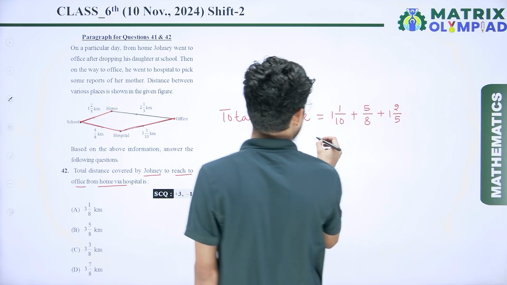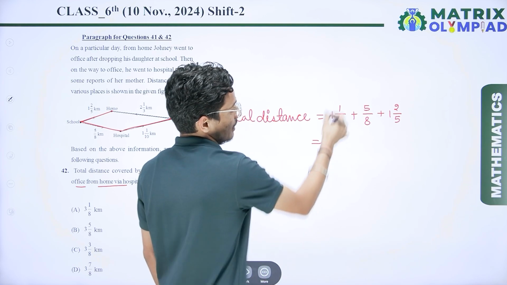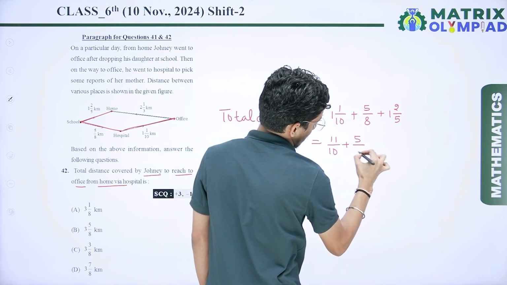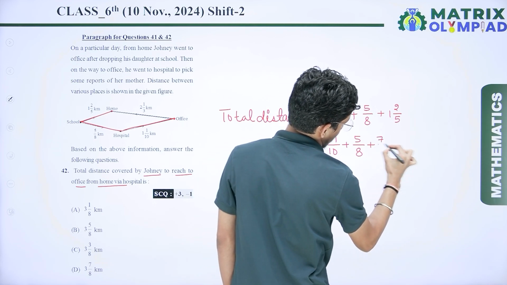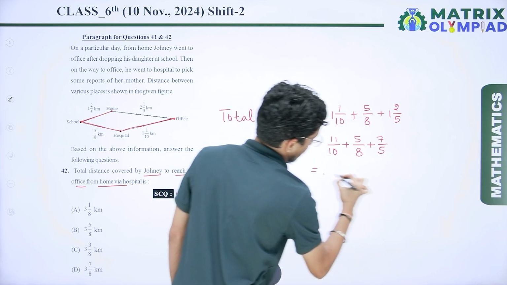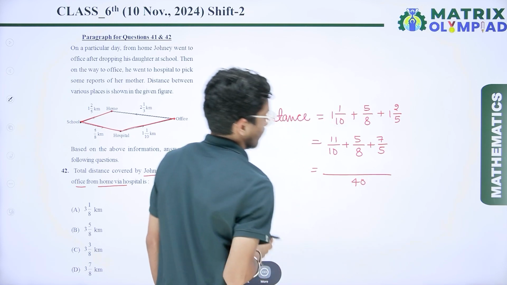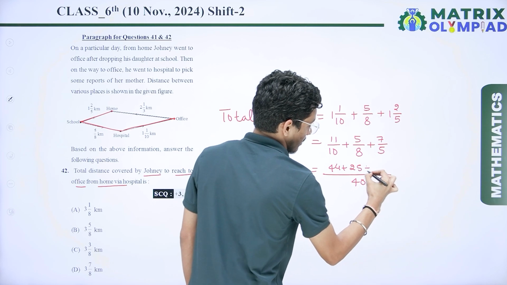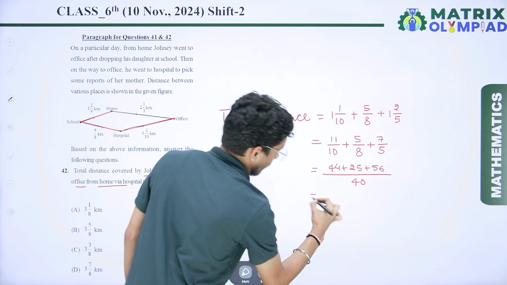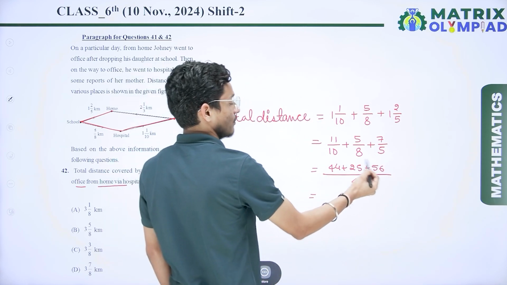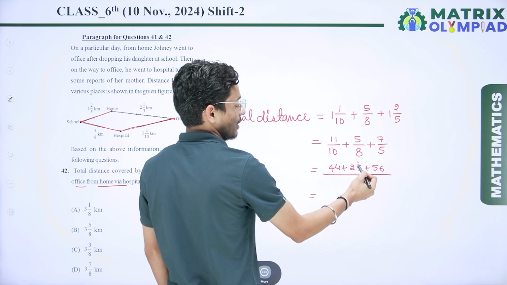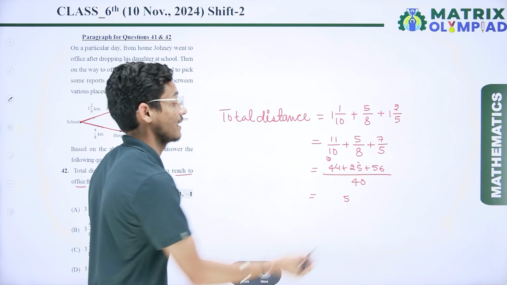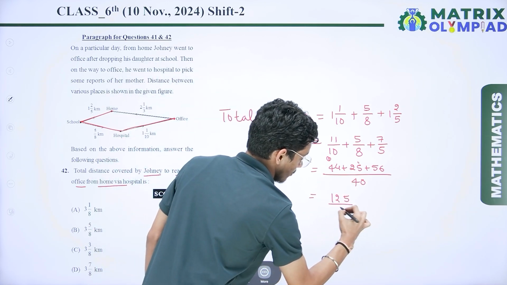So here we have to simplify this one. So I can say 10 ones are 10 and 10 and 1 is 11, so 11 upon 10 plus 5 upon 8, and here we get 7 upon 5. So if I take LCM, then we get here 40, and here we get 44 plus 25, and here we get 56. So if I add all these numbers, here I get 5, 6 plus 5, 9, sorry 11, and 11 and 4 is 15, carry 1. So 4 and 1 is 5, 5 and 5 is 10, 10 and 2 is 12. So 125 upon 40.